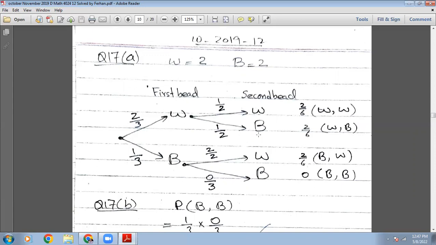And the probability of getting a black, I by mistake wrote here 2. It's not 2. It's 1. Mark this mistake. So 1 by 2.